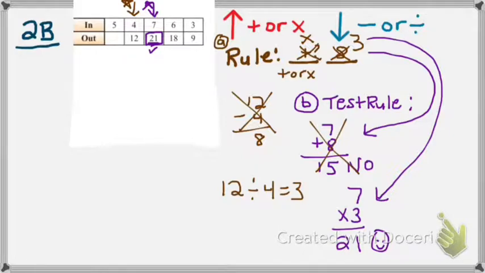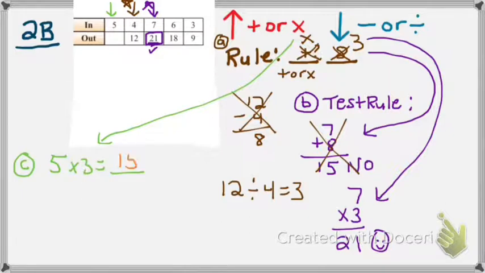Let's move on to step C, to solve for the missing number. I know that my missing number on my chart comes right here at the beginning. I know the input is 5, so I'll write down the 5. I apply the rule, which I figured out is times 3, and 5 times 3 equals 15. So my output should equal 15, and I'll write that right in the box.